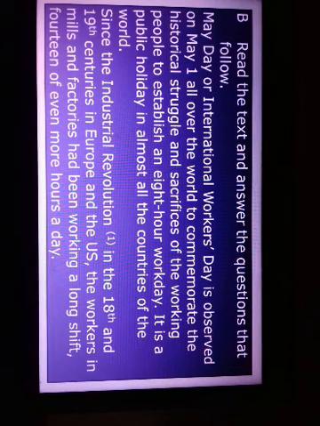Now we have come to the next part of this text. Since the Industrial Revolution in the 18th and 19th centuries in Europe and the US, the students, since the Industrial Revolution, when a great change happened in the working system in the 18th and 19th centuries in Europe and the US, United States of America, the workers in mills and factories had been working a long period of time, and that is 14 or even more hours a day.